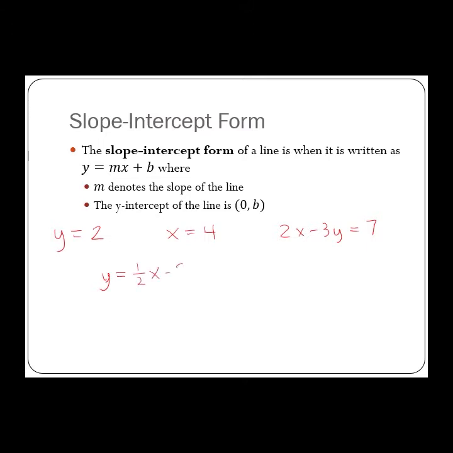x minus 2. And this type of line, where you have the y equals in the front, is called slope-intercept form. It's called that because these numbers, the 1/2 and the -2, end up telling us something important. The 1/2 ends up being the slope. So this means the slope is 1/2. And the -2, because of that negative in front, ends up telling you the y-intercept is at (0, -2).